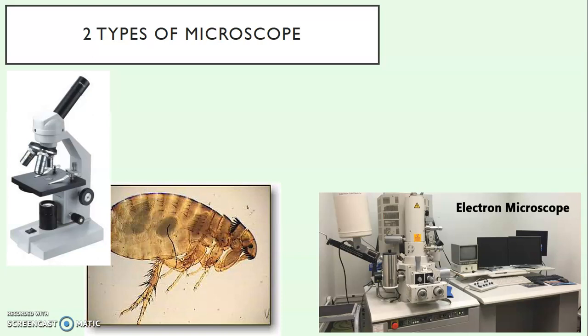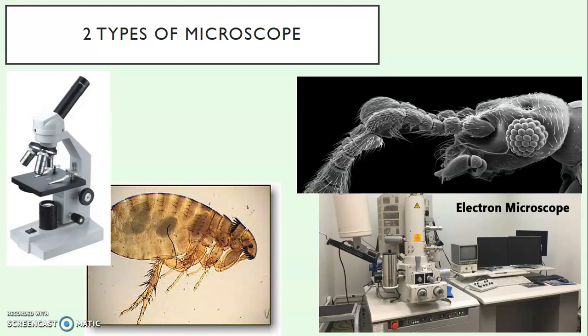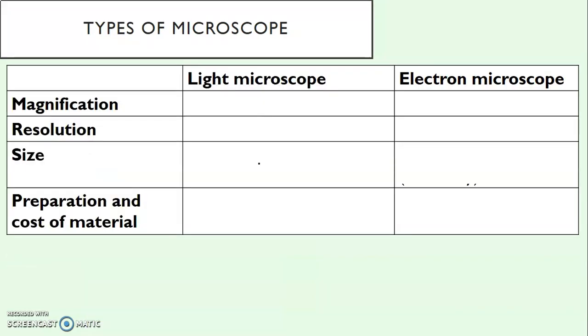But if we could put it under an electron one, we could get up to this level of detail. So the resolution and the magnification on an electron microscope is much, much better, much clearer. So what we've got here is a table. It's just looking at magnification, resolution, the size, and sort of the cost and how we can prepare the materials.